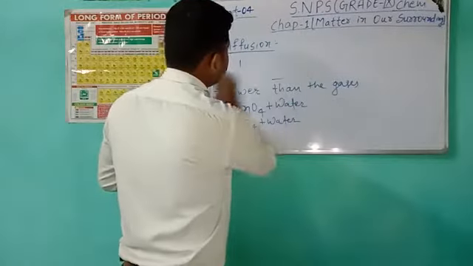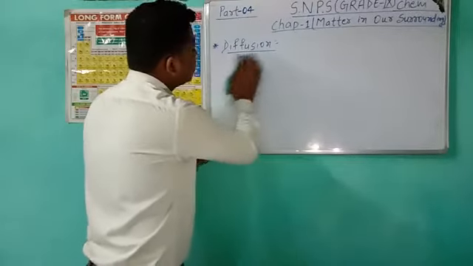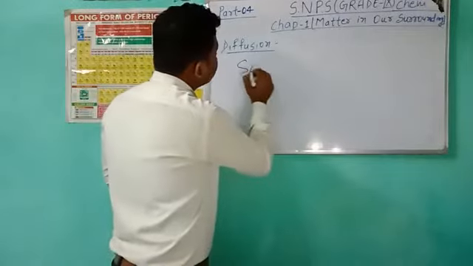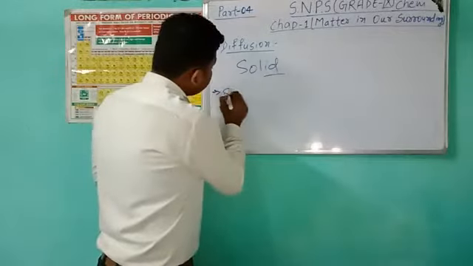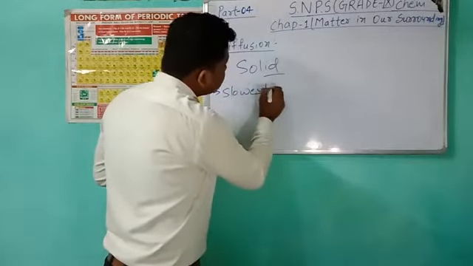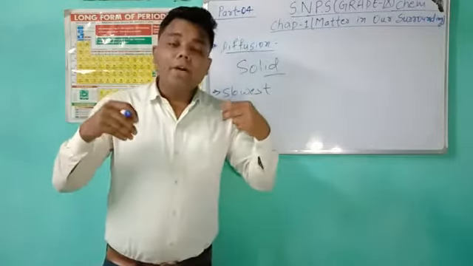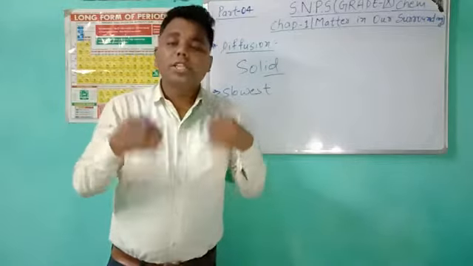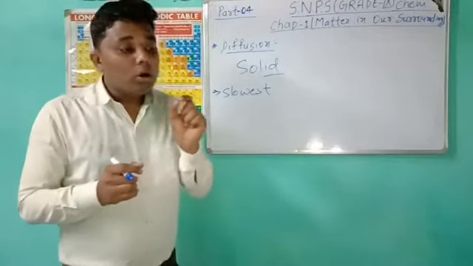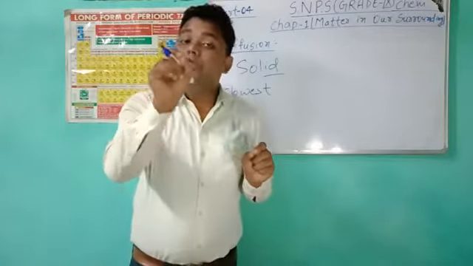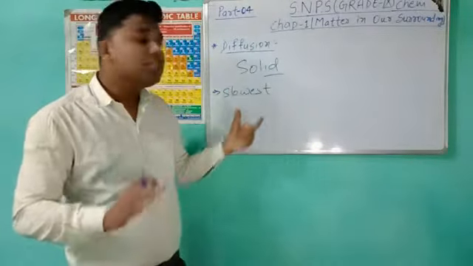If we take the diffusion process in solids, then what about that? The diffusion process in solids is slowest because the movement of the particles of a solid is very slow, and we can also say that the particles of a solid only vibrate on their position. Due to this, the diffusion process in solids is slowest.